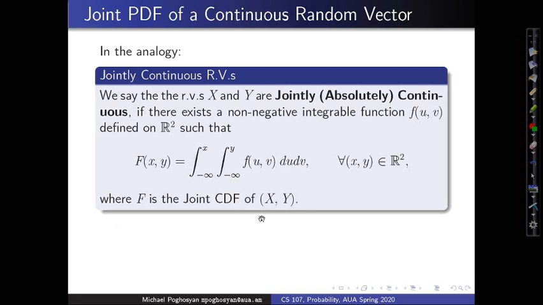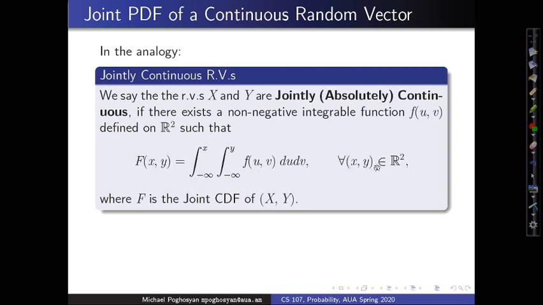If we have a function satisfying these two properties, it is a Pdf for some random variable. Now we define continuity of random vectors in a similar way. Random variables x and y are jointly absolutely continuous, we will say just jointly continuous, if there exists a non-negative integrable function f defined on R2 such that the joint CDF F_xy is the integral of small f over minus infinity to x times minus infinity to y.